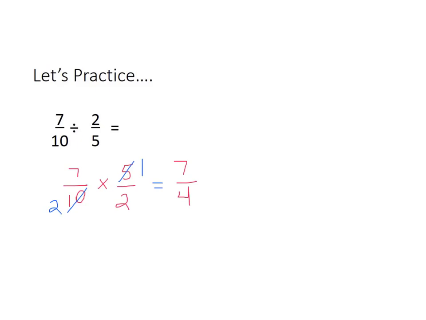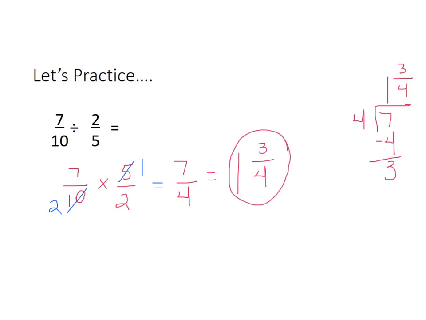But if you look, the problem now is that it's improper. So we're going to need to come over here to our work area and take our numerator divided by our denominator. 7 divided by 4 is 1. Subtract. That gives our new numerator and our denominator. So our final quotient is 1 3/4. That's our last example we're going to do together.